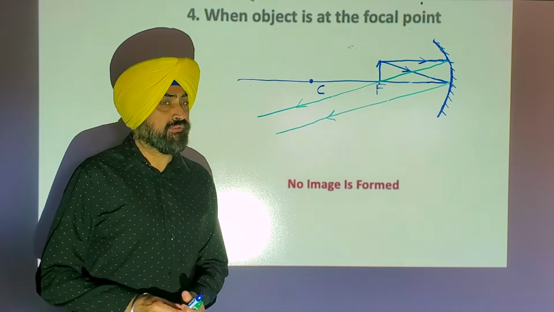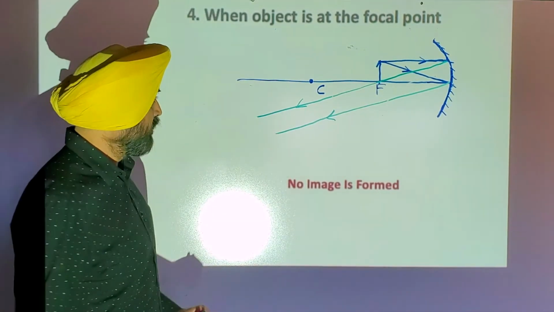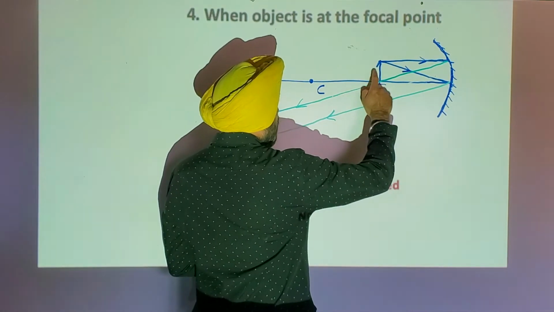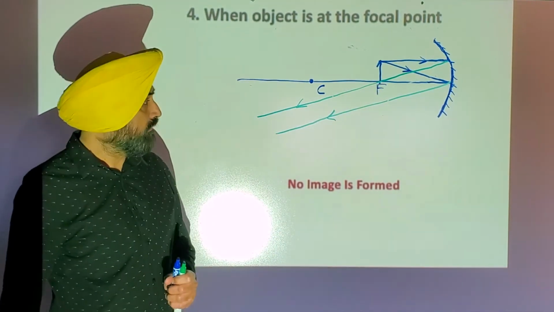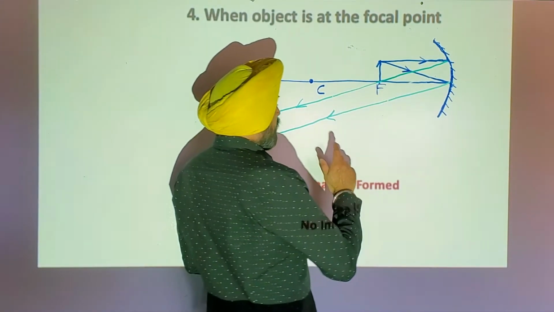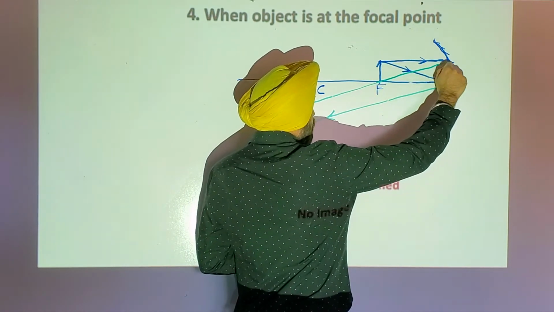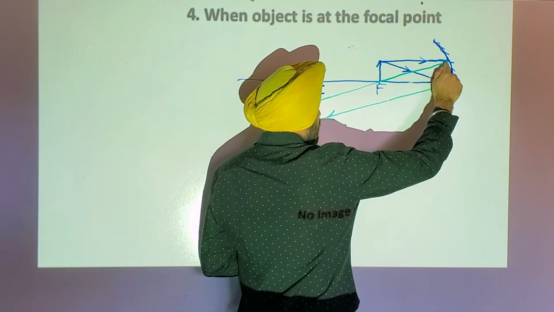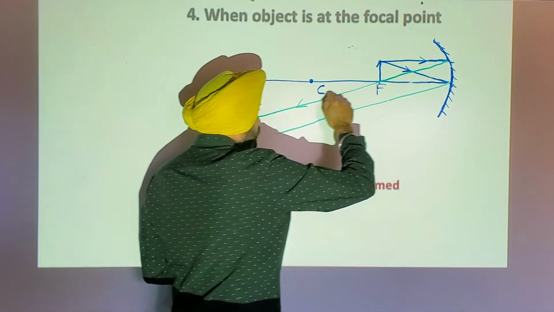Let's see, student, if the object is placed on the focal point. So this is the focal point and this object is placed on the focal point and in front of the concave mirror. So if we draw the ray diagram, one line which is going parallel to the principal axis, after striking it will reflect and pass through the focal point.